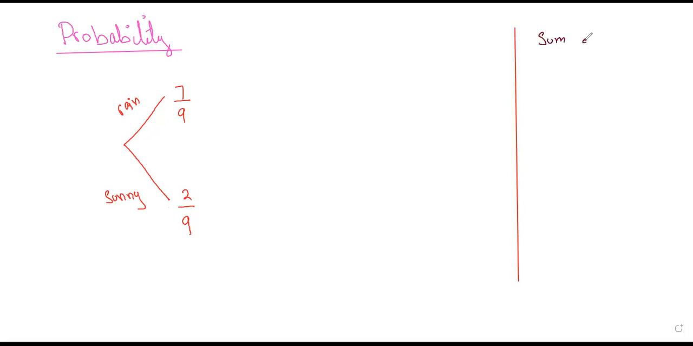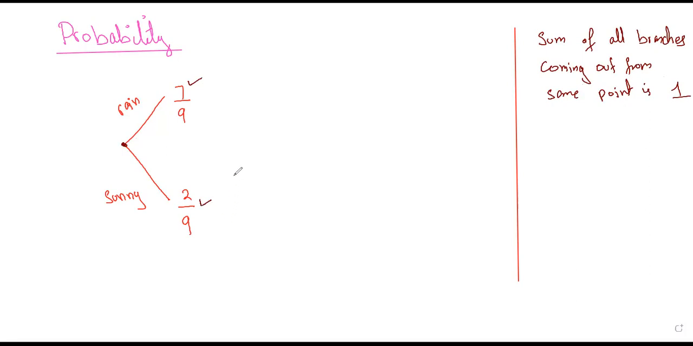Sum of all branches coming out from the same point is 1. Okay, so this is the point. We have two branches. If this is 7 by 9, this would be 1 minus 7 by 9. That would be 2 by 9. Okay, all right, this is rule number 1. Always remember this.